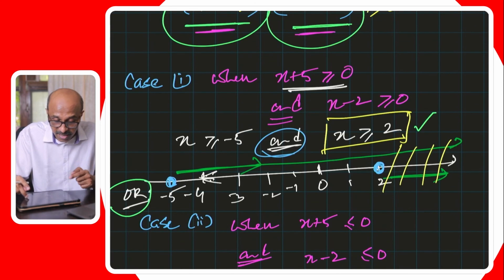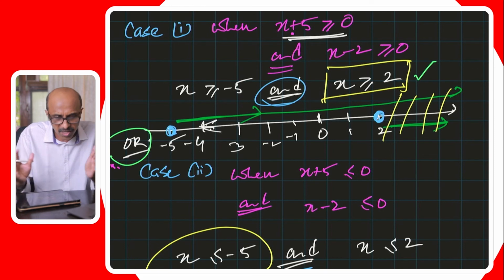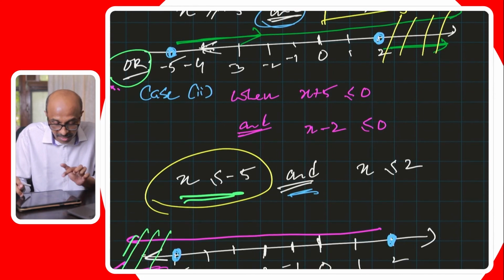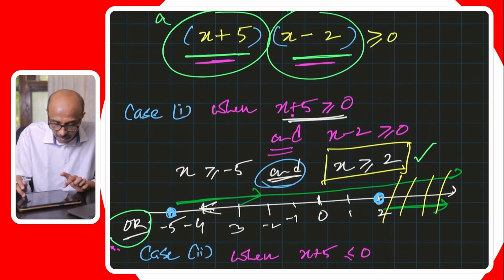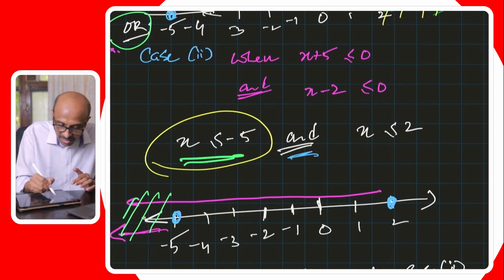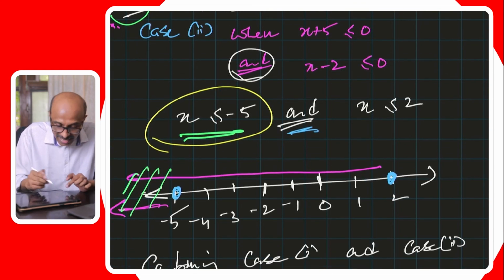So we have two cases. In case 1, both x plus 5 and x minus 2 must be greater than or equal to 0, or, that's the word separating or combining the two cases, in case 2, x plus 5 and x minus 2 should be less than or equal to 0. Now, remember a couple of things. Within the case, we are combining with an and, which means x plus 5 and x minus 2 is less than or equal to 0. Because of that word and, we are looking at the intersection.